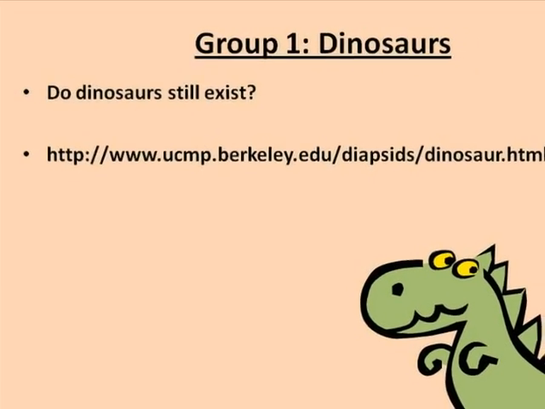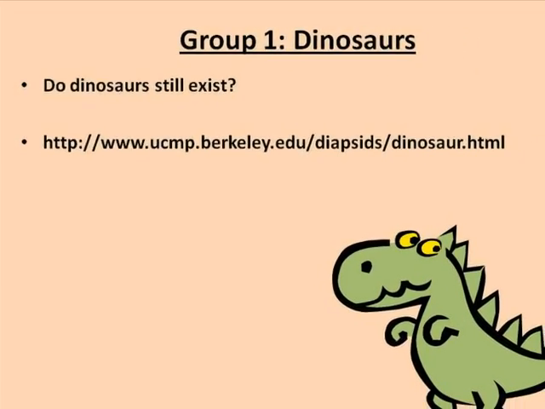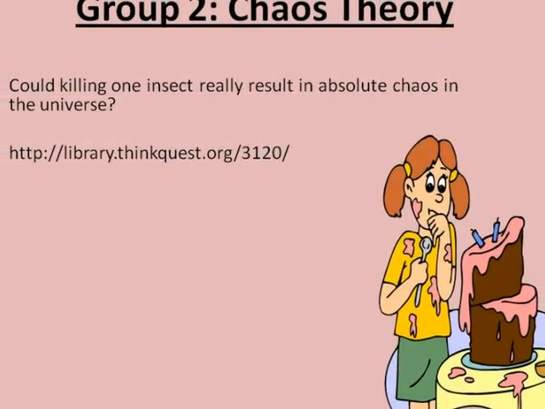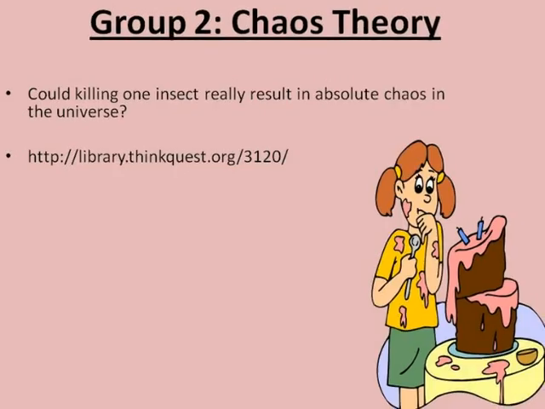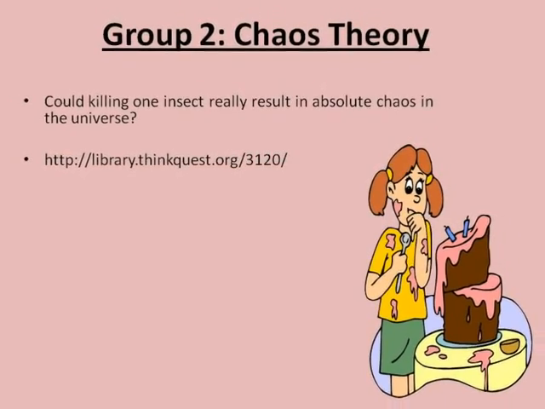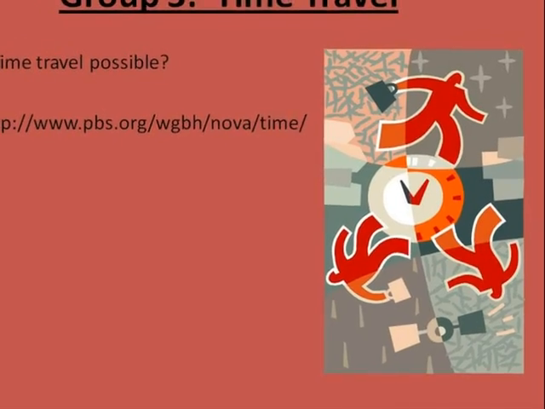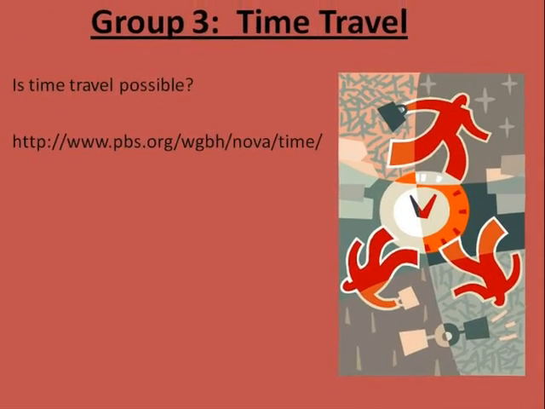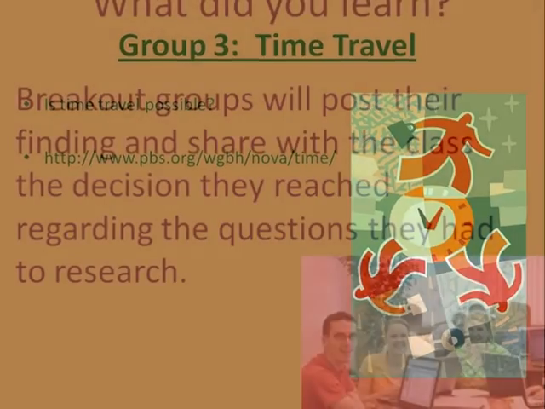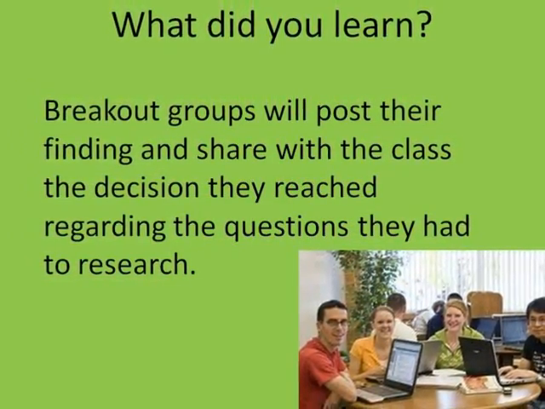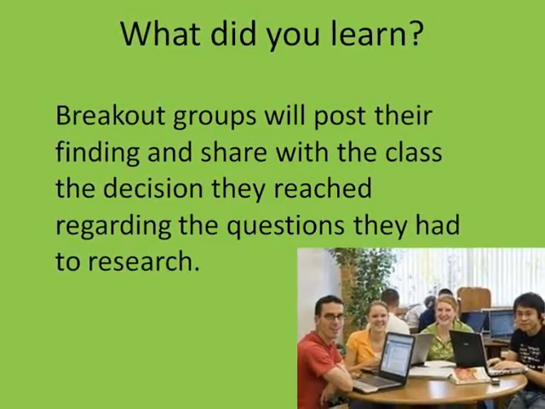Group 1 will investigate, do dinosaurs exist? Group 2 will look into the possibility of the chaos theory. And Group 3 will decide if time travel is really possible. After about 10 minutes, the groups will return to the main room and discuss their findings.